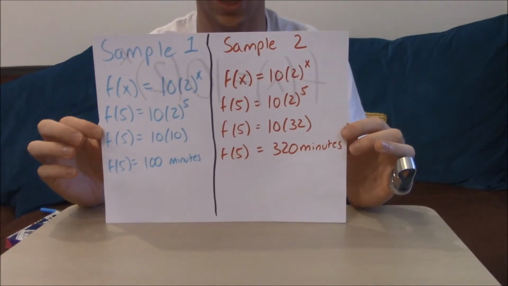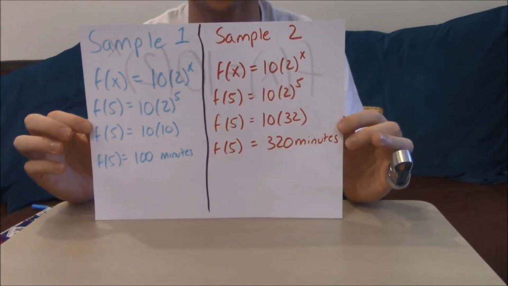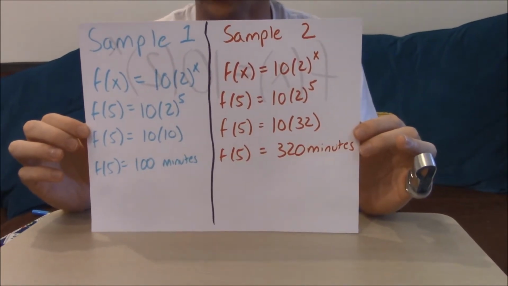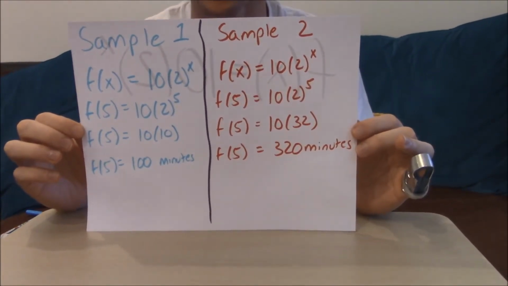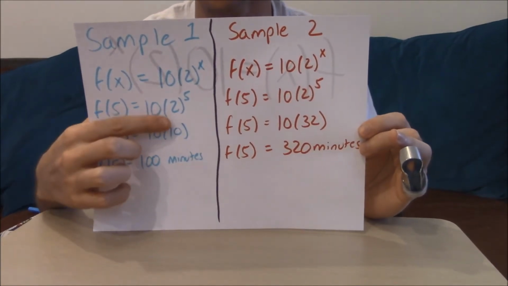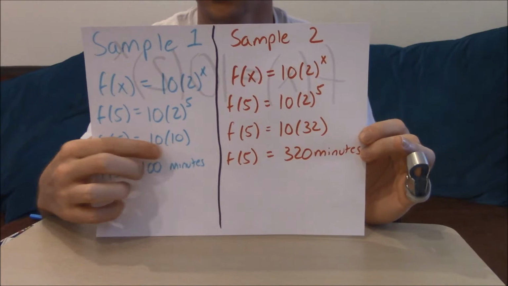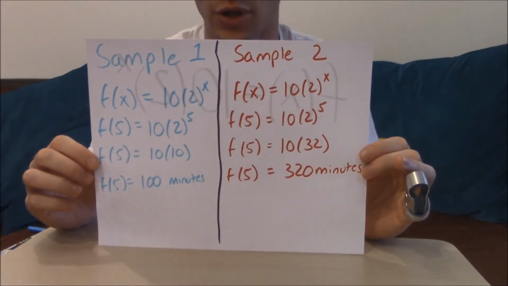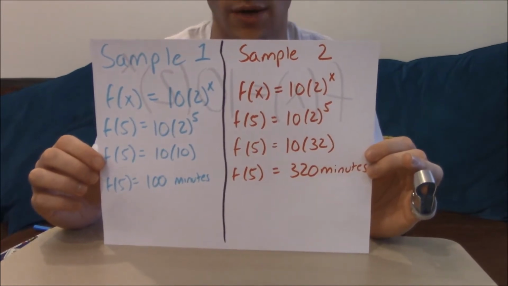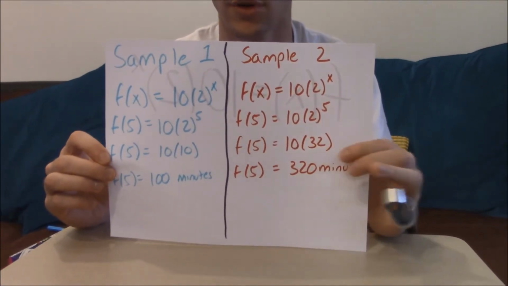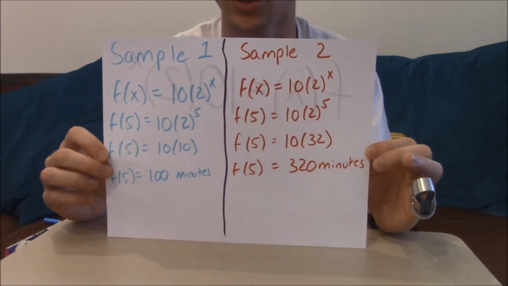The correct work sample here is sample number 2. In sample number 1, the misconception was incorrectly evaluating 2^5. Here we see 2^5 was evaluated as 10. That's 2 times 5. 2^5 actually means 2 times 2 times 2 times 2 times 2, which would give us 32. So the correct answer here was 320 minutes.